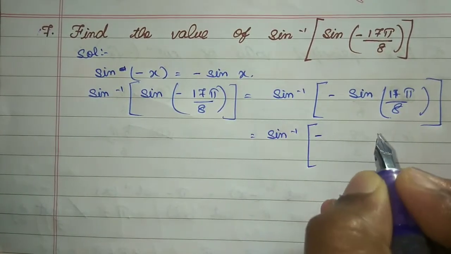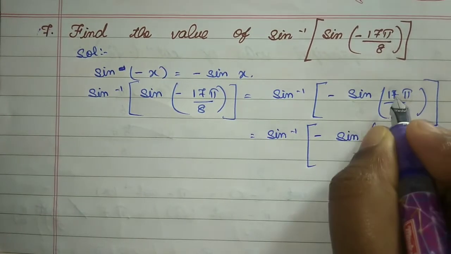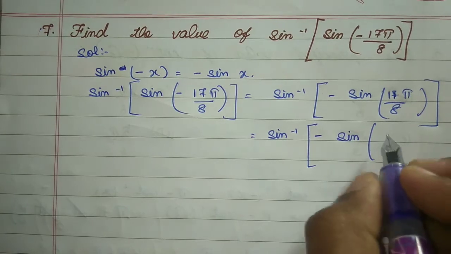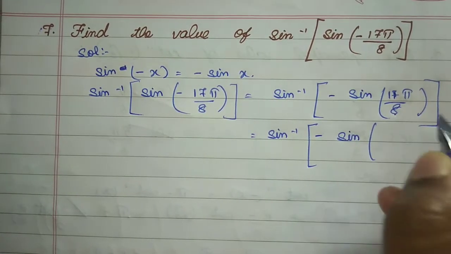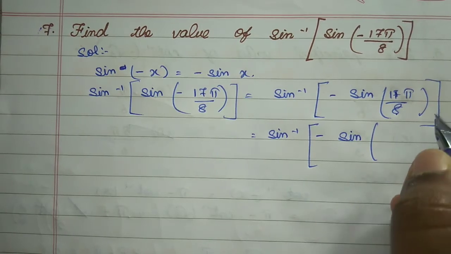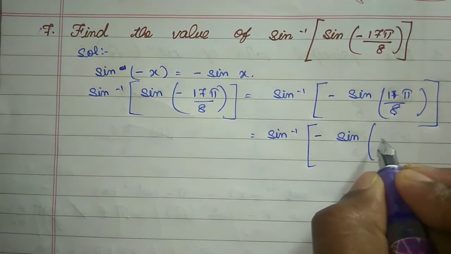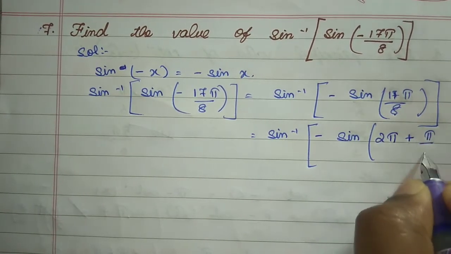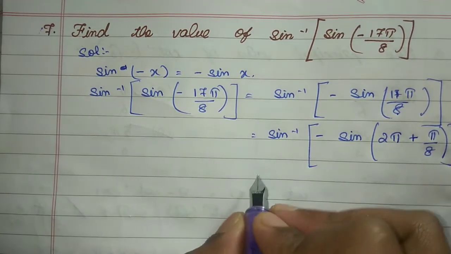So let this minus be as it is. So sine, I have to get 17 pi, no? So I will be splitting, okay? If we multiply 8 into 2, we will get 16, and 16 plus 1 is 17. So we can do it like that: 2 pi plus pi by 8. We will get back the same step if you check it carefully.